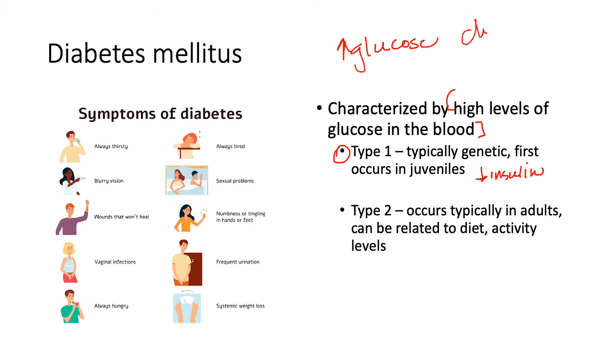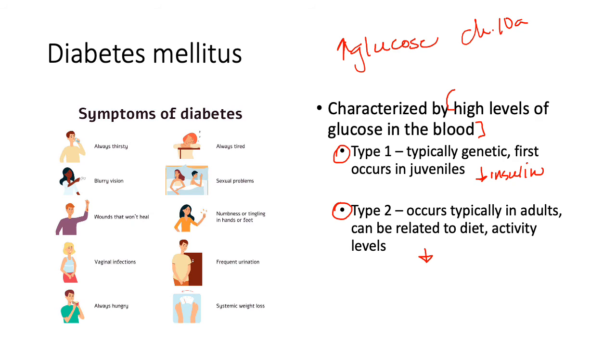Chapter 10A in your textbook is a whole chapter on diabetes mellitus. You can read more about it if you're interested. Type 2 diabetes, or what is typically called late onset or adult diabetes, typically occurs in adults. It's thought to be related to a person's diet or activity levels, but it's also not entirely known.